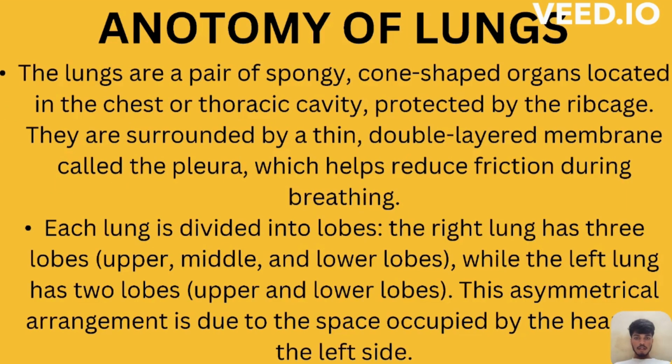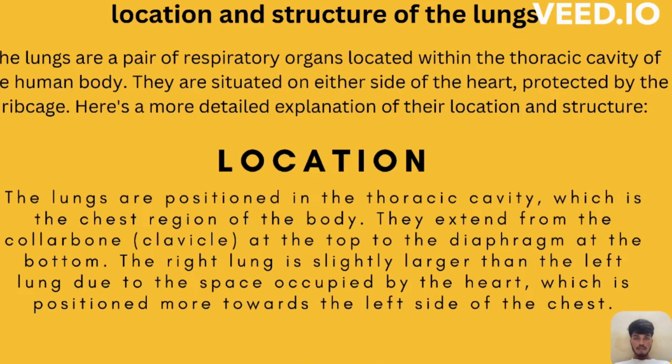Anatomy of the lungs. The lungs are a pair of spongy, cone-shaped organs located in the chest or thoracic cavity, protected by the rib cage. They are surrounded by a thin double-layered membrane called pleura, which helps reduce friction during breathing. Each lung is divided into lobes. The right lung has three lobes, while the left lung has two lobes. This asymmetrical arrangement is due to the space occupied by the heart on the left side.